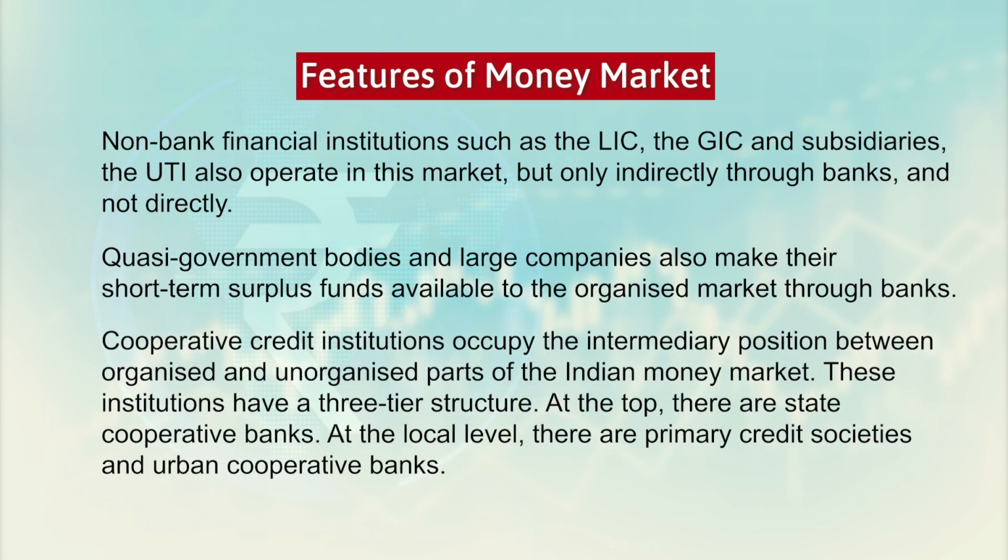Cooperative credit institutions occupy the intermediary position between the organized segment and the unorganized segment of the money market. These institutions have a three-tiered structure. At the top, there are the state cooperative banks. At the local level, there are the primary credit societies and urban cooperative banks. Considering the size, methods of operation and dealings with the RBI and the commercial banks, only the state and central cooperative banks should be included in the organized sector. The cooperative societies at the local level are loosely related to it, so they cannot be broadly considered under the organized sector of the money market.